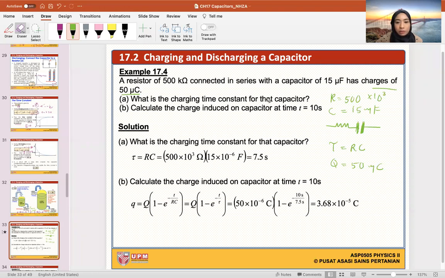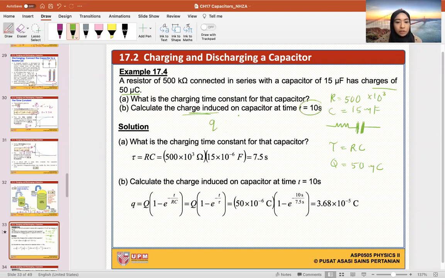What is the charging time constant for that capacitor? So tau is equal to RC, 500 times 10 to the 3 ohms times 15 times 10 to the minus 6 farad. This will give you a value in seconds because time constant is in seconds. Moving on, calculate the charge induced on the capacitor at time t equals 10 seconds.